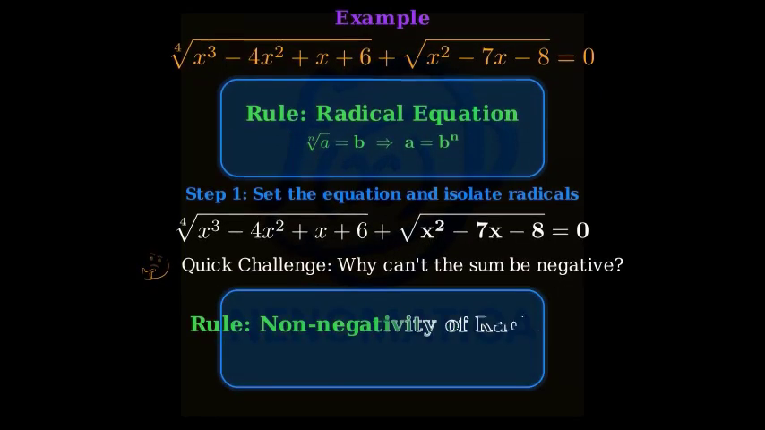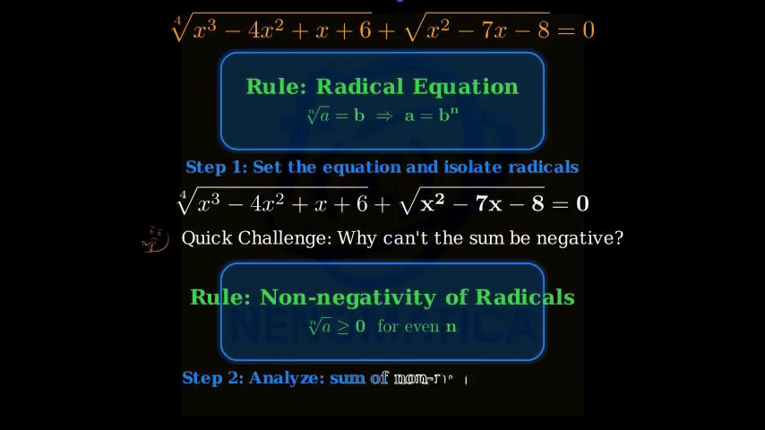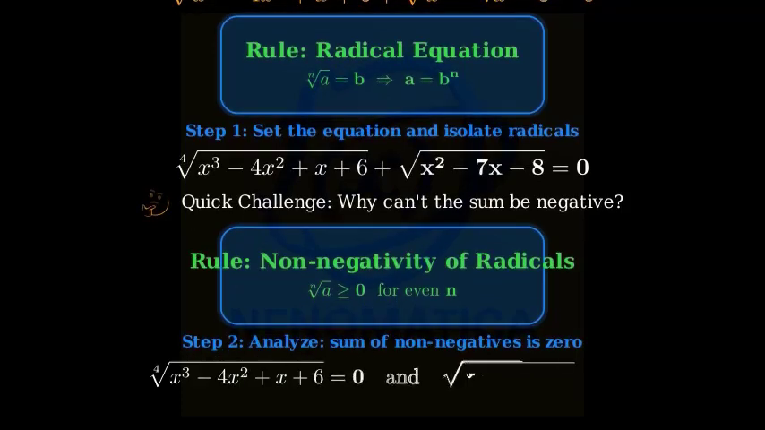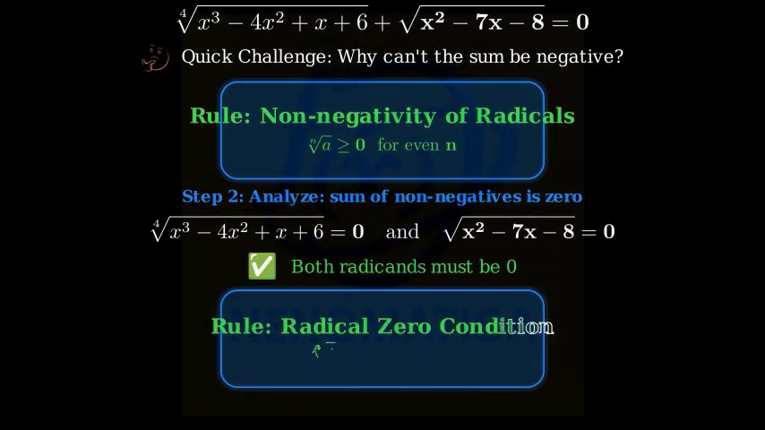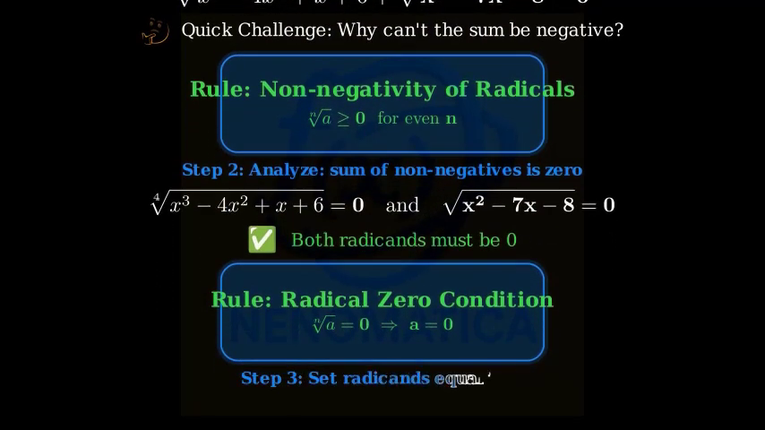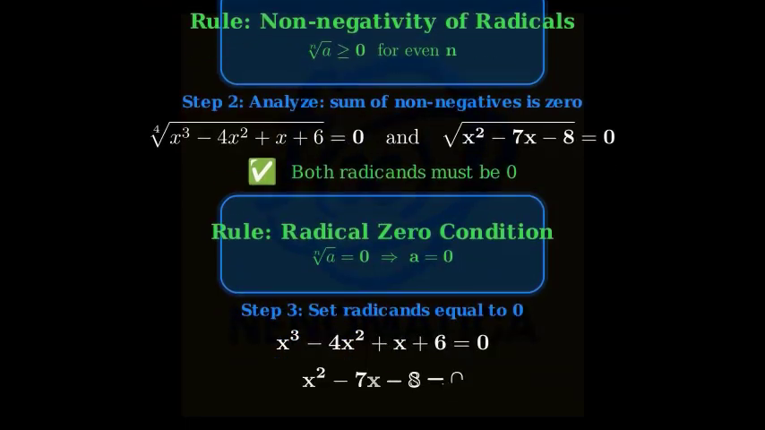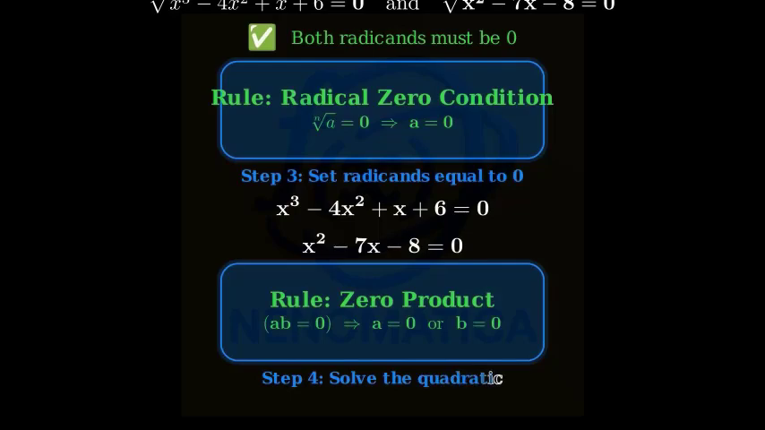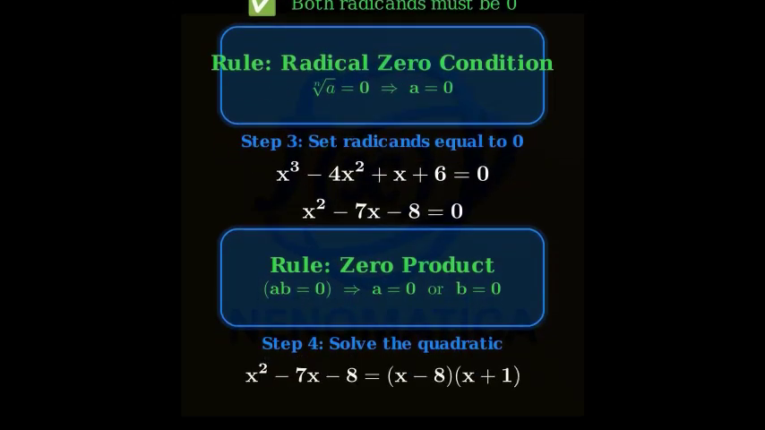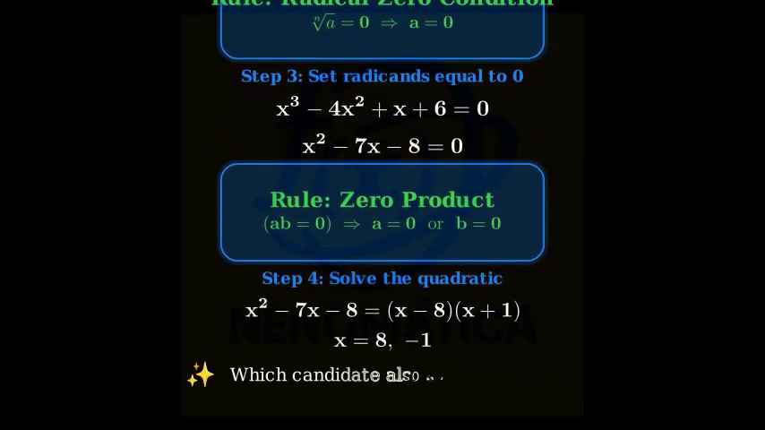Step 2. Because we have an even root and a square root, each radical is non-negative. The sum equals 0 only when each radical equals 0. Step 3. Set each radicand equal to 0. Step 4. Solve the quadratic equation x squared minus 7x minus 8 equals 0. It factors as (x minus 8)(x plus 1) equals 0, so x equals -1 or 8.